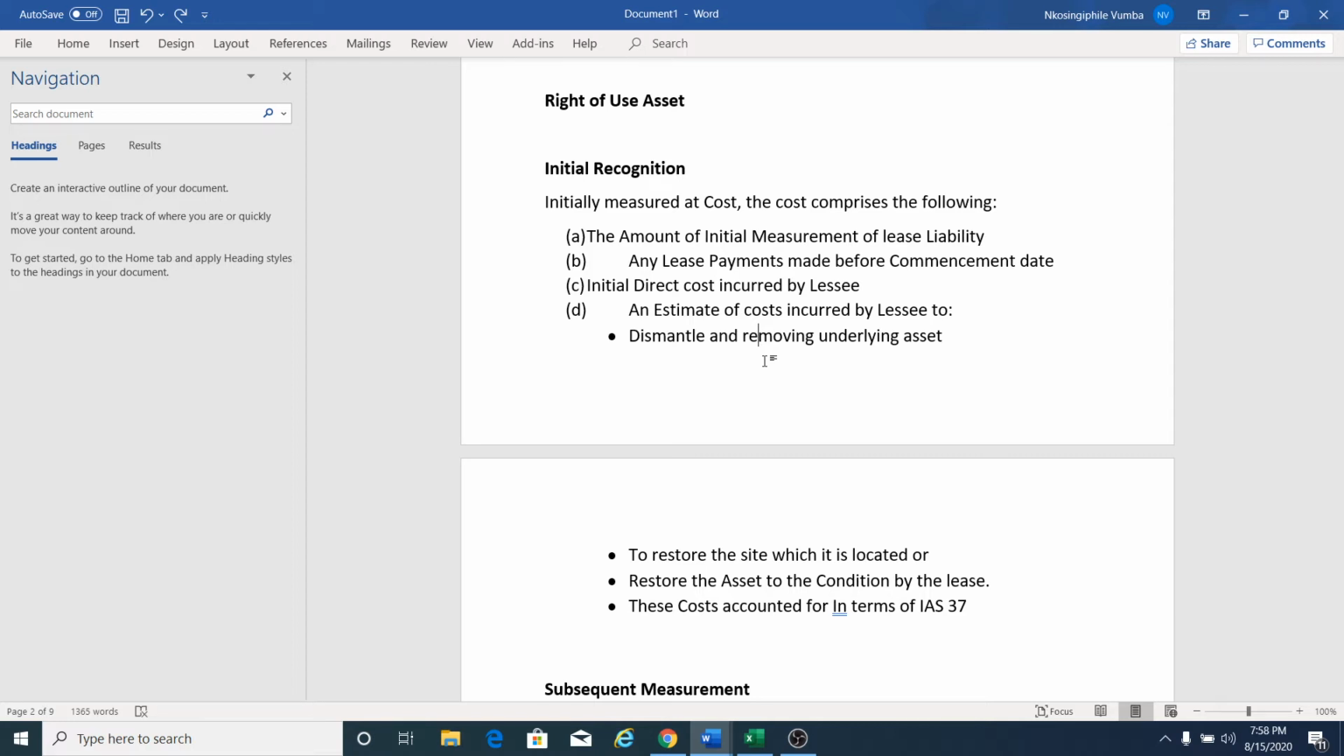These costs are actually those costs that are accounted for in terms of IAS 37. If you remember what IAS 37 talks about, these are exactly the same costs that we talk about here. So those costs, if they are in any way related to the right of use asset, should also form part of the right of use asset cost.